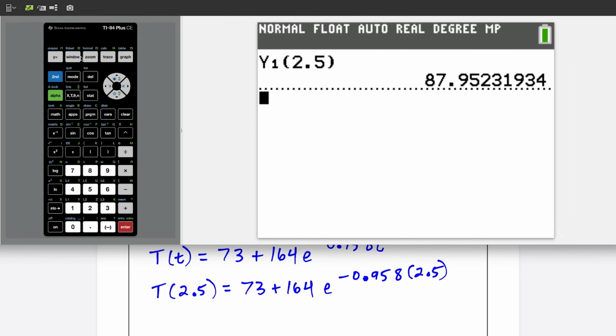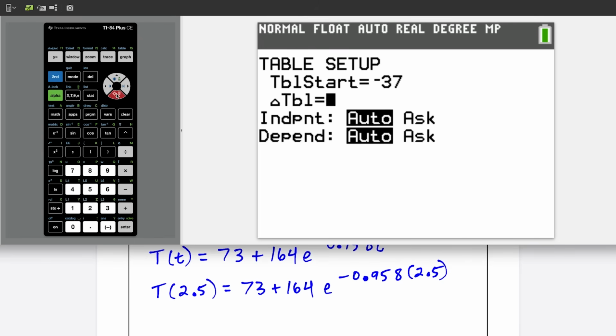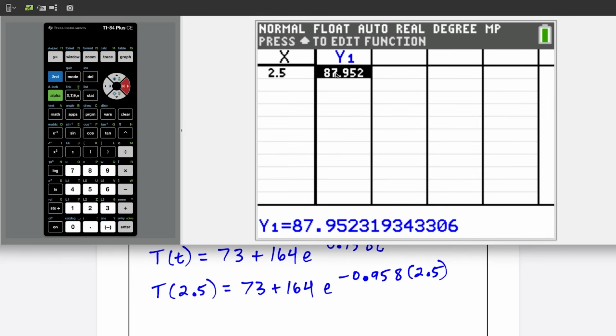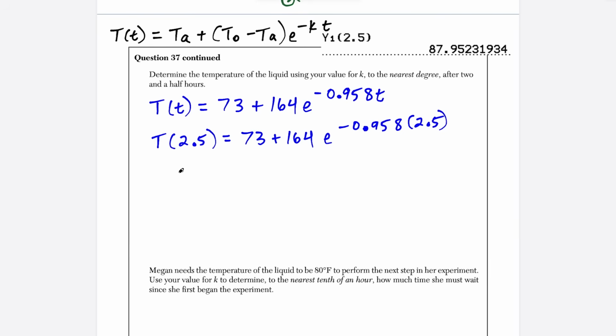If you'd rather do this a different way, you could press second window and change the table independent variable from auto to ask. We press enter, we press second graph, and then we type in 2.5 like this. And we go up here to the value for y1, and we get this long decimal. So either way, we get the same answer. So I'll just write out a few decimal places here.